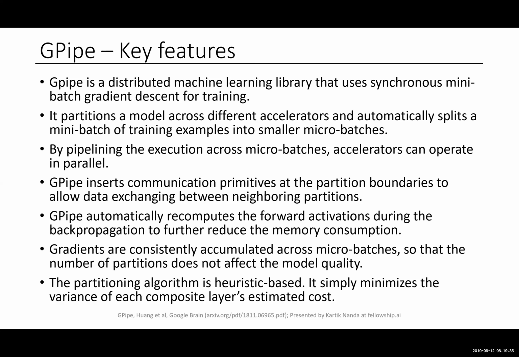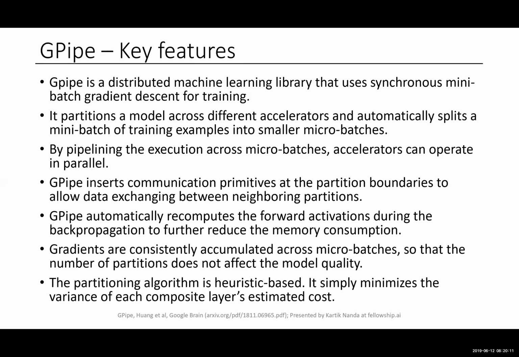GPipe automatically recomputes the forward activations during the backprop to further reduce the memory consumption. So it's not just pipelining, they're actually recomputing activations. The gradients are consistently accumulated across the micro batches so that the number of partitions does not impact the model quality. And the idea here is if we change the size of our mini batch, so if we're doing mini batch gradient descent and we change the size of the mini batch, that actually has an impact on the training.